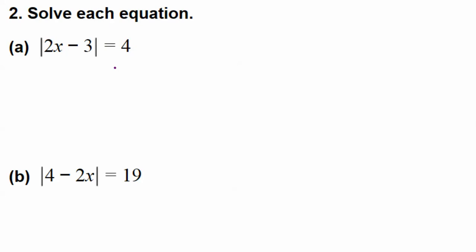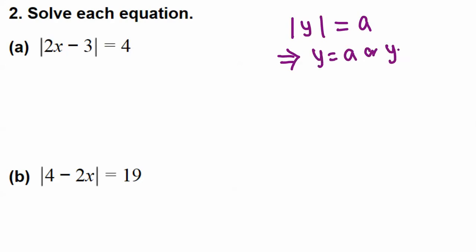To solve these absolute value equations, we use the fact that when we have the absolute value of some expression y equals a, that means either y is a or y is negative a. Okay, let's use this fact here. In place of y we have now 2x minus 3. It's like y, so absolute y equals a.